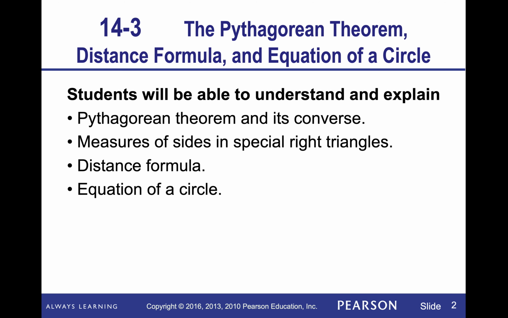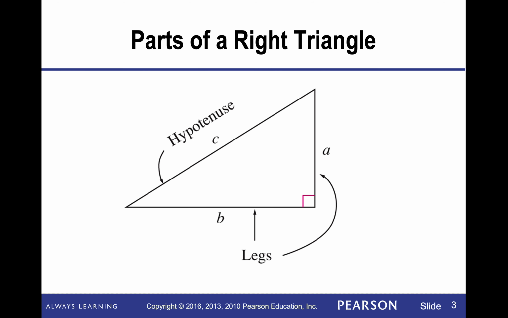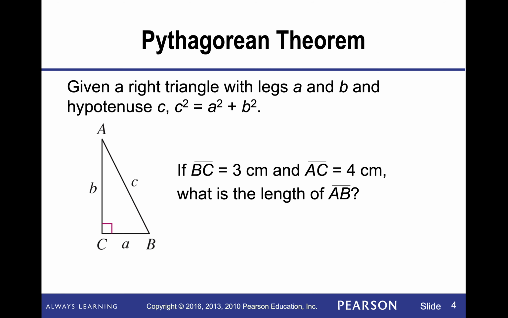We're now going to take a look at the Pythagorean theorem, the distance formula, and the equation of a circle. If I'm looking at a right triangle, there's some specific terminology I have to use. The legs are the two sides that meet to form the right angle. The hypotenuse is always the length across from the right angle.